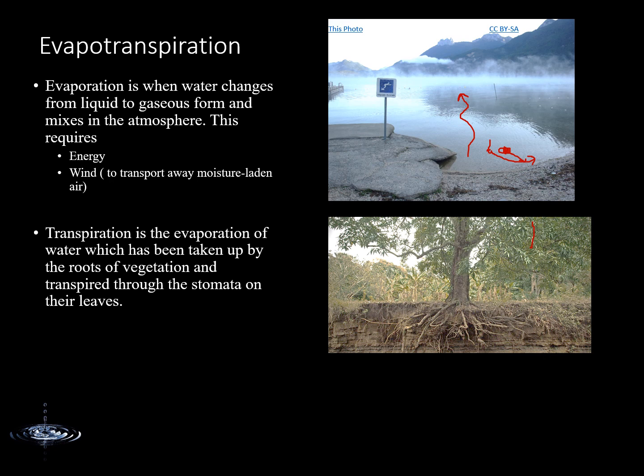And transpiration is the evaporation of water which has been taken up by the roots. Roots take the water, and then it goes up, and then through the leaves the water is evaporated. For civil engineering purposes, we combine the evaporation and transpiration together, and it is called evapotranspiration.